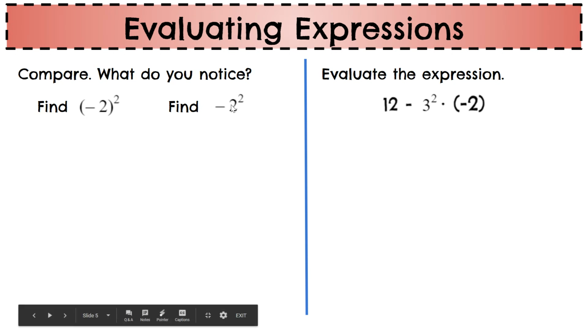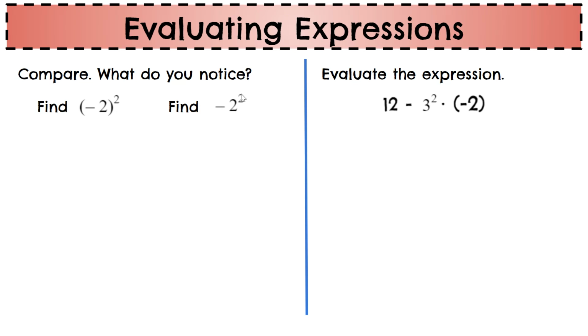For the second example, just the 2 is being squared. So ultimately it means 2 times 2, which is 4, and then I have to make it negative. So the point of this is to show the value that parentheses play in problems. It does matter. Go ahead and give the second expression a try.